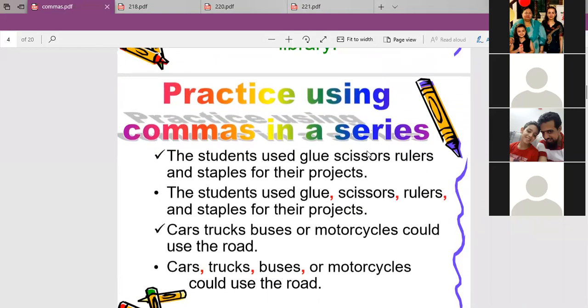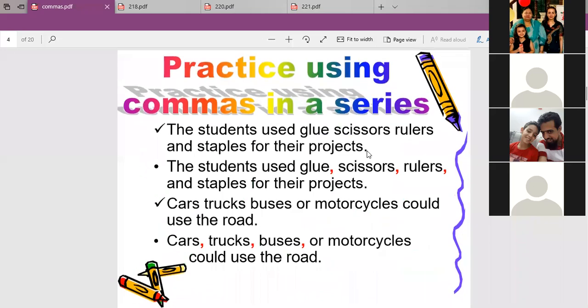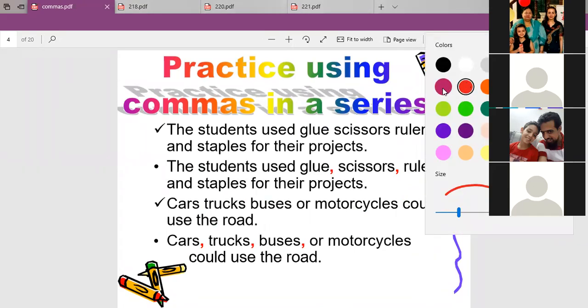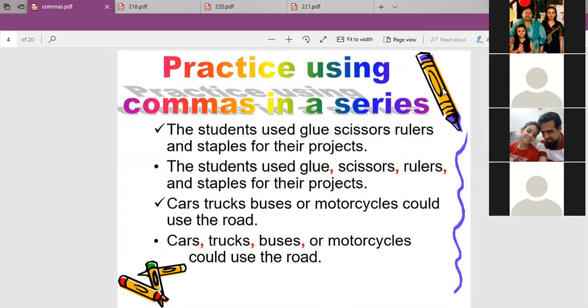Yes. Okay, now we have here the example. Practice using commas in a series. The first one is the wrong sentence where you see this tick mark. When I see this dot, this means this is the correct one. Malik, can you read it? The first one? The students use glue, scissors, rulers, and staples.